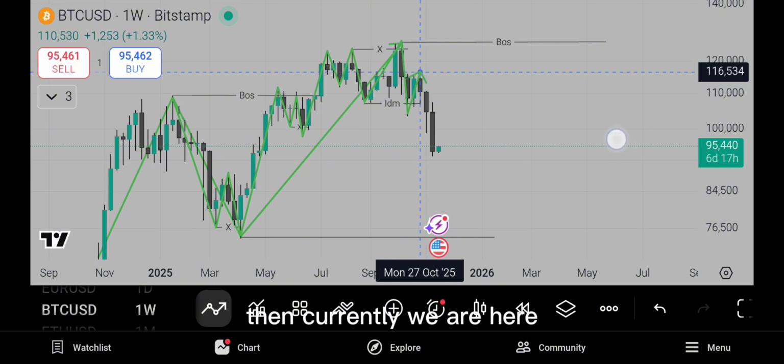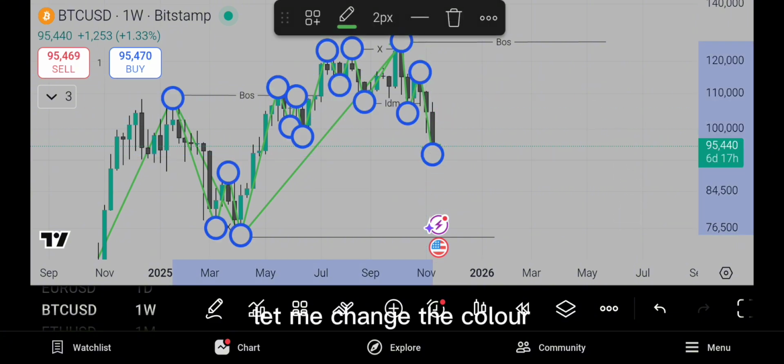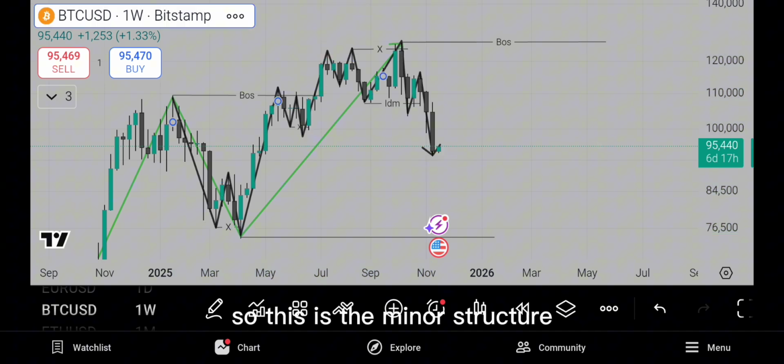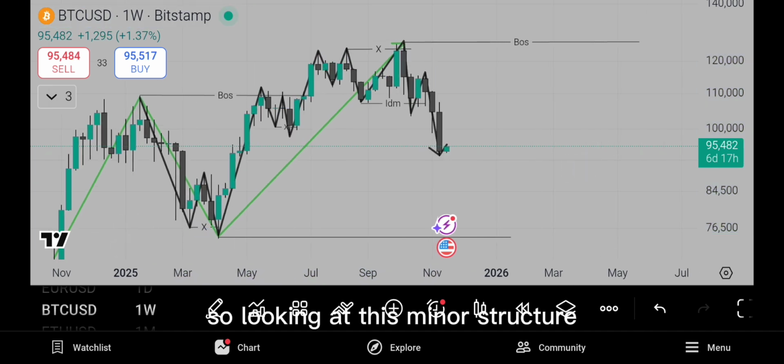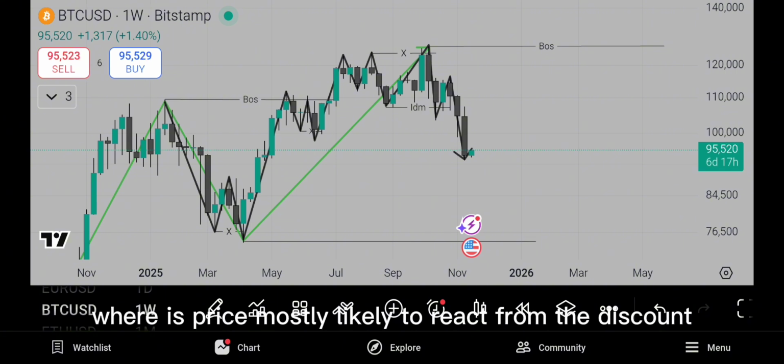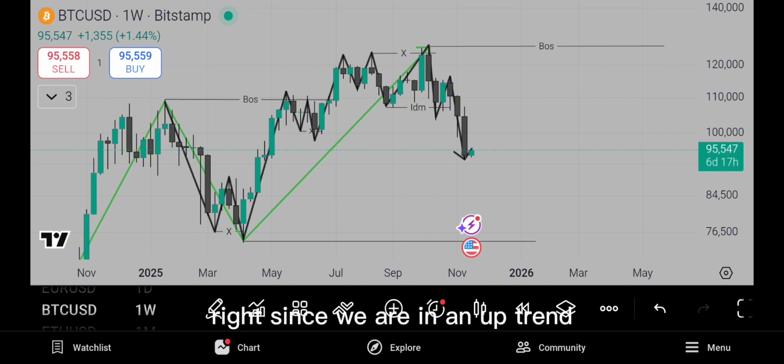Then currently we are here. Let me change the color, let me make it somehow dark so that you'll be able to see it. So this is the minor structure. So looking at this minor structure and paying attention to the major structure, where is price most likely to react from? The discount, right, since we are in an uptrend.